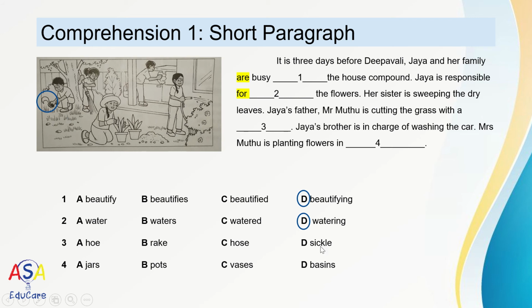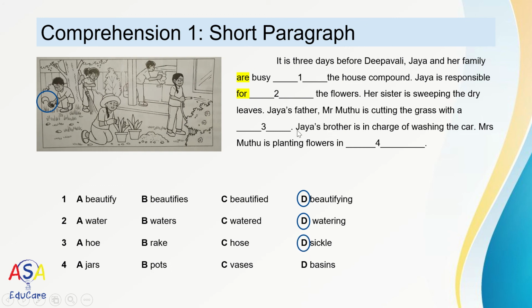Let's go through all these words first. I know it's D, but let's go through this. So hoe means actually a long wooden. It is actually changkung. How about rake? So rake is kind of like this, but it's sharper. Hose. Hose is actually this one. Hose is used to water the plants, and hose is also used when there is a fire, the firefighters usually use a hose to save the fire. So Mr. Mutu is cutting the grass with a sickle.